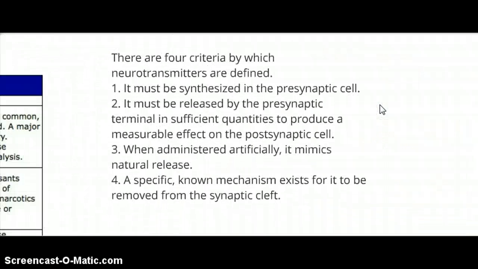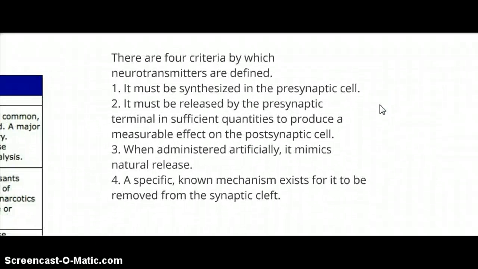So for something to be considered a neurotransmitter, one, it's got to be synthesized in the presynaptic cell. It must be released by the presynaptic terminal in sufficient quantities to produce a measurable effect on the postsynaptic cell. If it's administered artificially, it must mimic natural release, and there must be a specific known mechanism for it to be removed from the synaptic cleft.